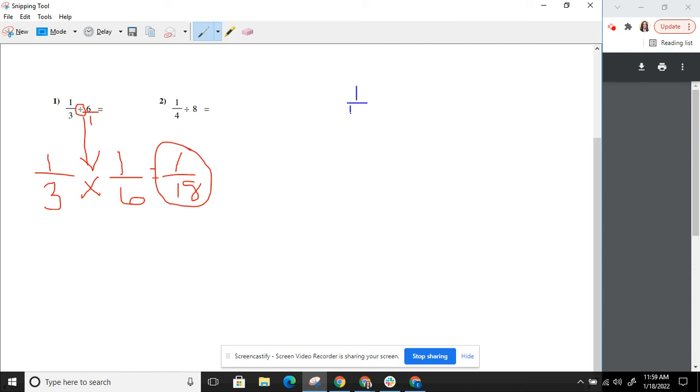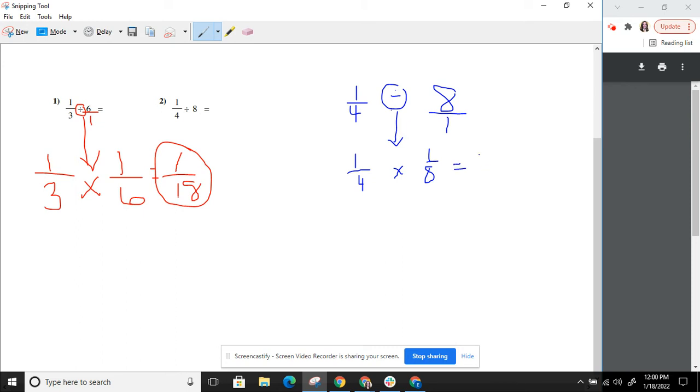I'm going to rewrite the problem over here so we have a little bit more room. 1/4 divided by 8. All right, so our first number is going to stay the same. 1/4 remains a fraction, 1/4. Your division symbol is going to change. It's going to be the inversion, which is multiplication. Division changes to multiplication. Your second number, 8, which is a whole number, we need to write as a fraction. In order to do that, 8 wholes as a fraction is 8/1. And now we're going to flip that fraction. 8/1 is going to become 1/8.